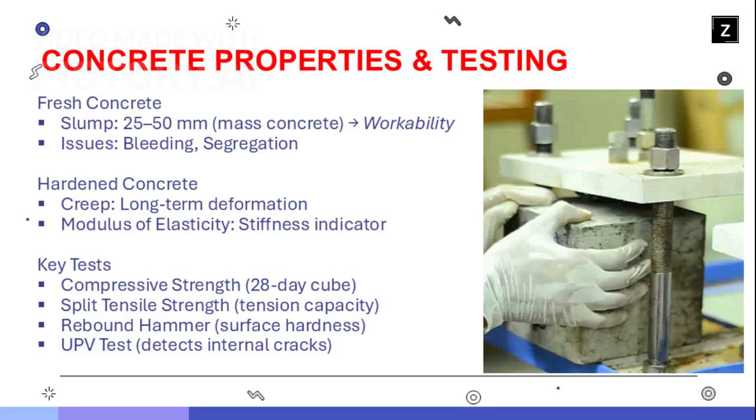Testing methods: compressive test, cube, main strength check at 28 days. Split tensile test, reveals tensile behavior. Rebound hammer, surface hardness, non-destructive. UPV, pulse velocity test for crack detection.